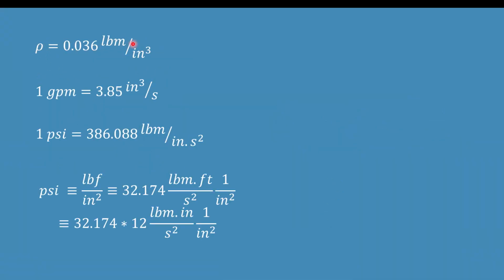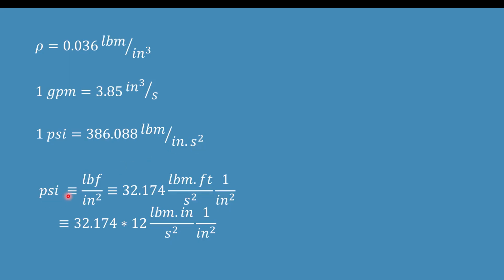Here is the density of water in pound mass per inches cube. Here is the conversion rate of GPM into inches cube per second. And here is the conversion rate of PSI into pound mass over inches times squared seconds. Although I already have the answer to all three questions, I want to explain the third one a little more, just to show that you do not have to always memorize things. Look at it like a quick tip about how to find the conversion factors for yourself.